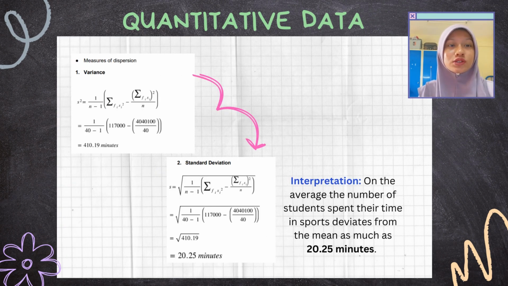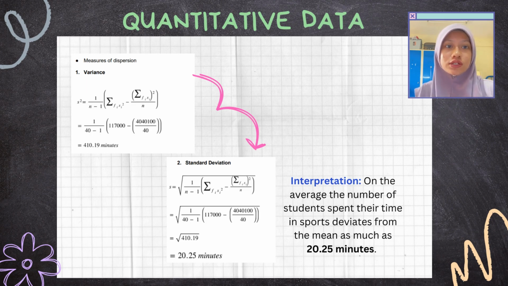Next, we move to measures of dispersion. The first one is variance. When you put the calculation into the formula, it will be 1 over 40 minus 1 times (117,000 minus (4,040,100 divided by 40)). You will get 410.19 minutes.